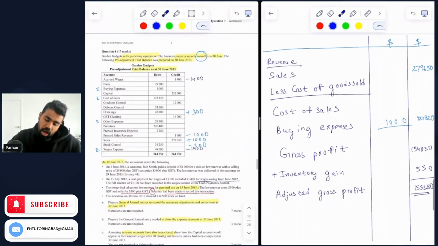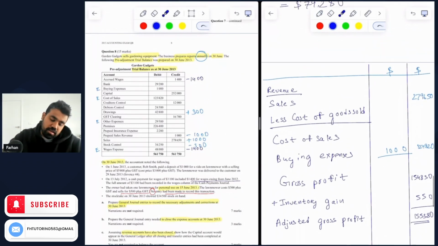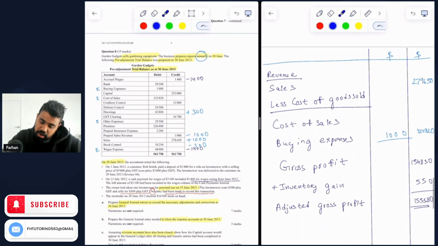Right. So I've just done something very rough on the right hand side. So I don't have the title and everything there, which is what you will normally have in the outline. So I'm just going to quickly explain what we have done. So obviously everyone knows the basic income statement format. So we start with the revenue, which is the sales, and that's 279,650 based on our adjusted calculations from the additional 1,000 with the old 270,650. Then we are subtracting cost of goods sold, and the cost of sales is 123,820, which is taken from the pre-adjusted trial balance, as you can see.